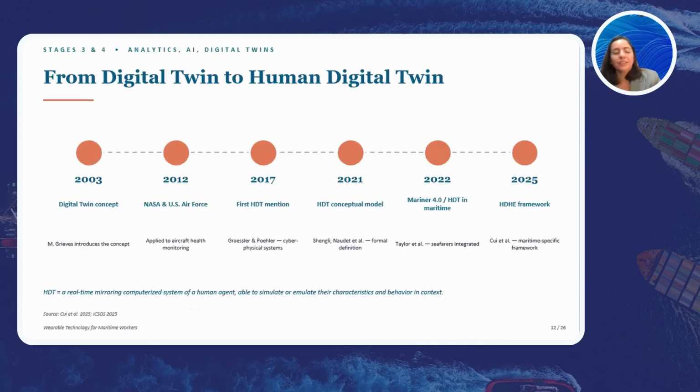Let's go to the next stages, 3 and 4, from digital twin to human digital twin. Now we are coming to the analytical part of this pipeline, and to understand this, we need to understand first what is the idea of a digital twin. The concept of a digital twin was introduced by Michael Grieves in 2003 at the University of Michigan.